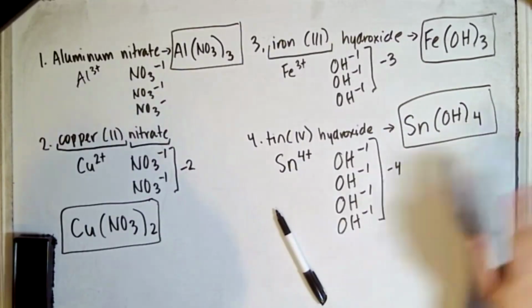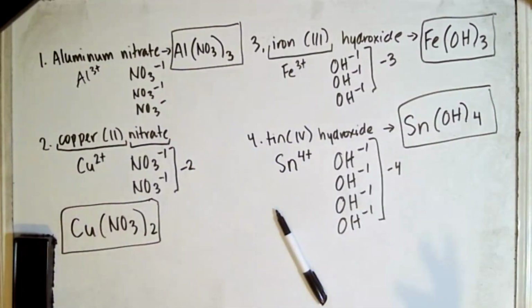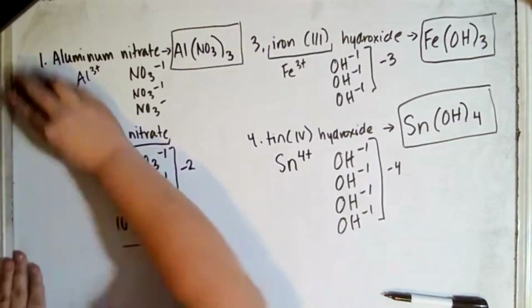Let's try to name some polyatomic ions, not some compounds with polyatomic ions, from the formulas now. So we're going to name the following ionic compounds.